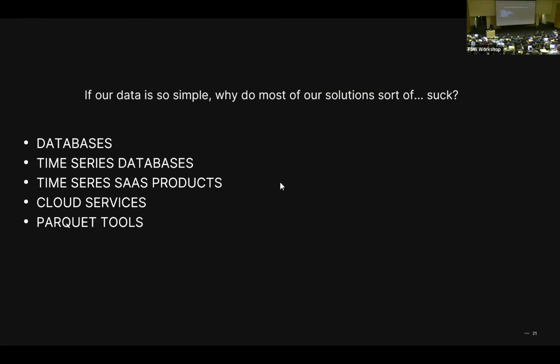So if our data is so simple, why do most of our solutions sort of suck? Databases suck. Time series databases suck. Time series SaaS products suck. Cloud services suck. Parquet tools suck. And I want to say, again, this goes back to the basis of our problem: high speed, asynchronous data. If your data does not fall in those categories and you are happy, please ignore all of this. Keep rocking and rolling. This is mostly talking about high volume asynchronous data. It becomes very problematic. There's overlap between us in fintech, oil and gas, automotive. A lot of these people share the same types of problems, but I feel like it is unique to high volume asynchronous time series data.